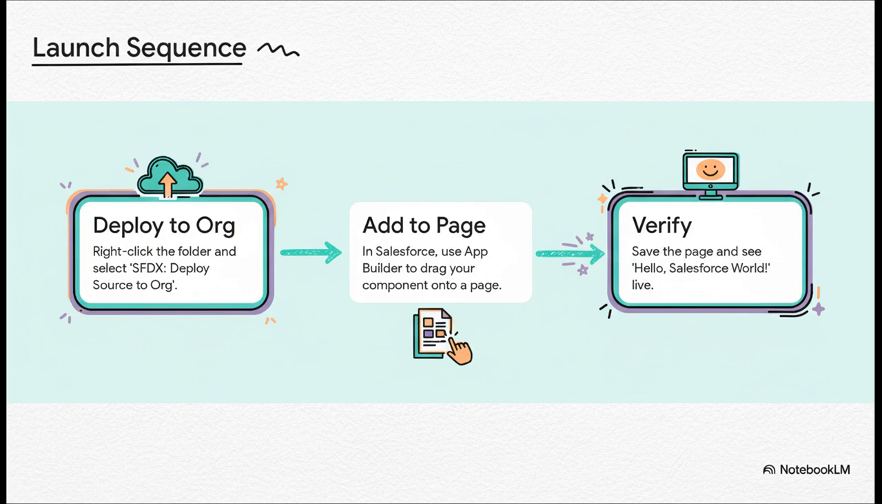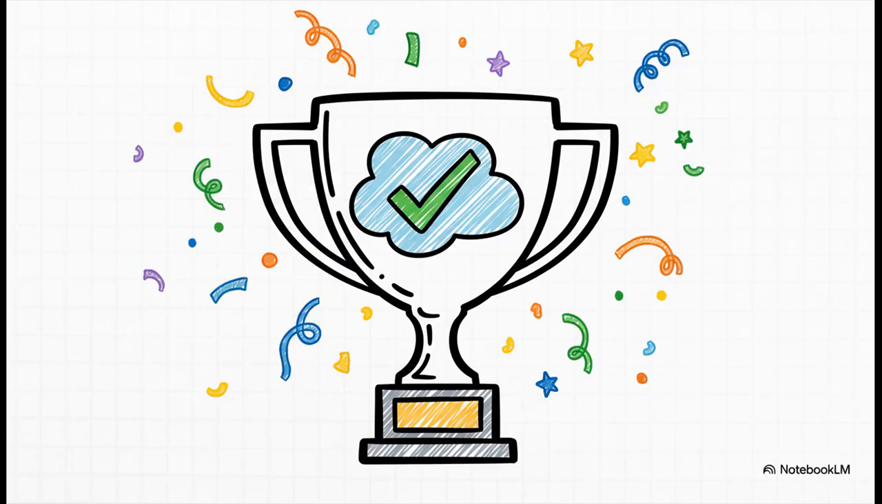First, back in VS Code, you just find your component folder, right-click it, and choose SFDX, Deploy Source to Org. Once that finishes, you hop over into Salesforce, open the Lightning App Builder for any page, and you'll see your brand new Hello World component in the list. Just drag it, drop it, hit save, and you're live. And just like that, mission accomplished. You've actually done it. You went from setting up your tools all the way to deploying real code. Your very first custom component is now active and live in a Salesforce environment.